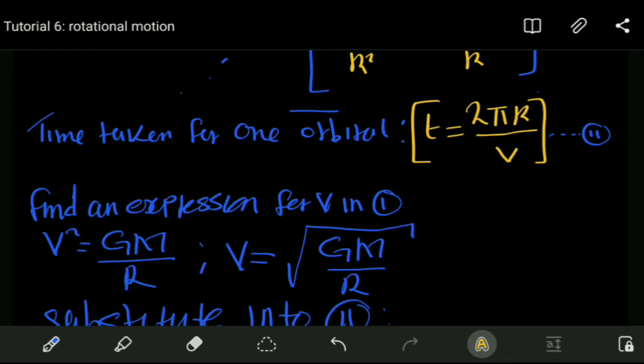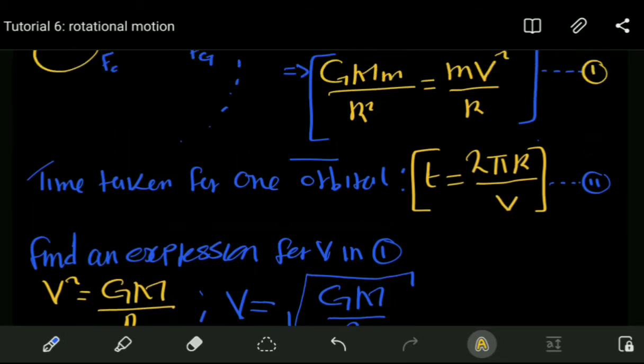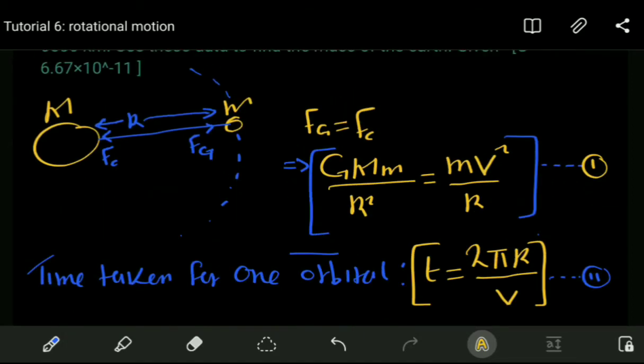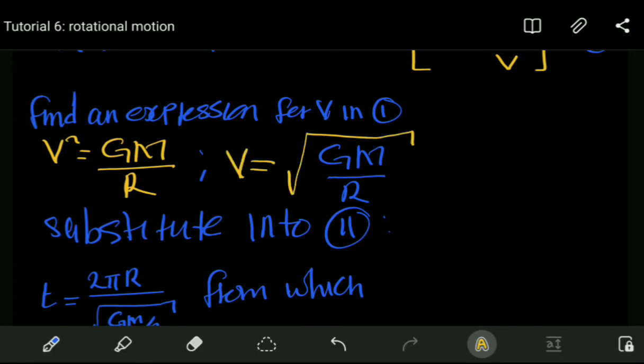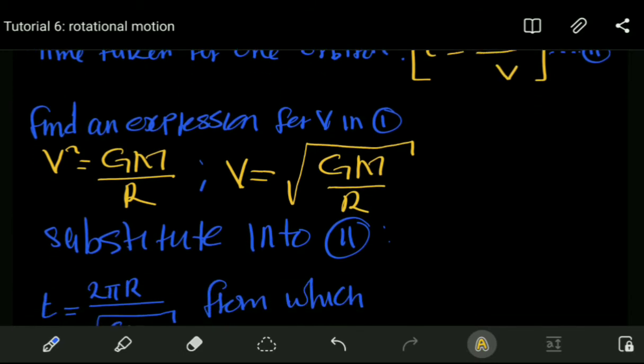So using equation 1, we are going to get v squared equals G capital M over r. Go through the steps. Equation 1 is here. Manipulate this equation and make v the subject. We are going to have v equals the square root of GM over r. So this is our v, and it's this v that we are going to substitute into equation 2.